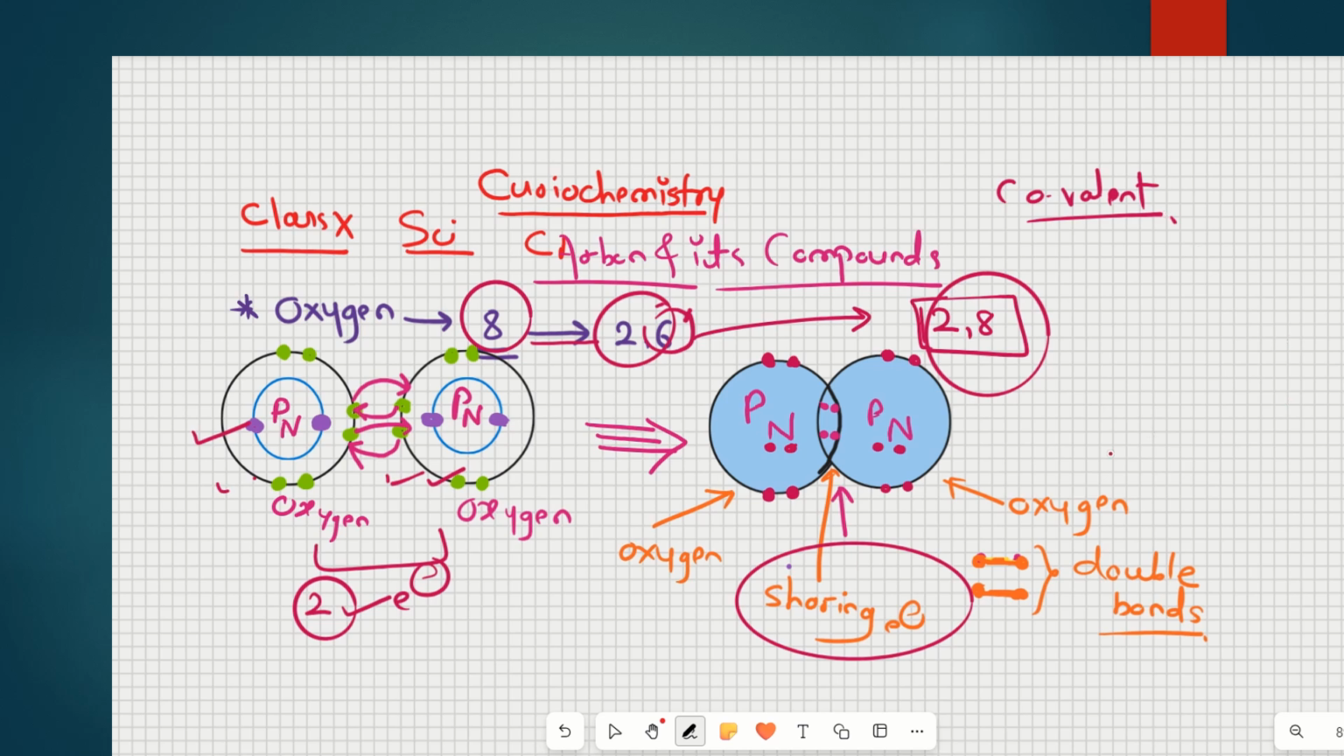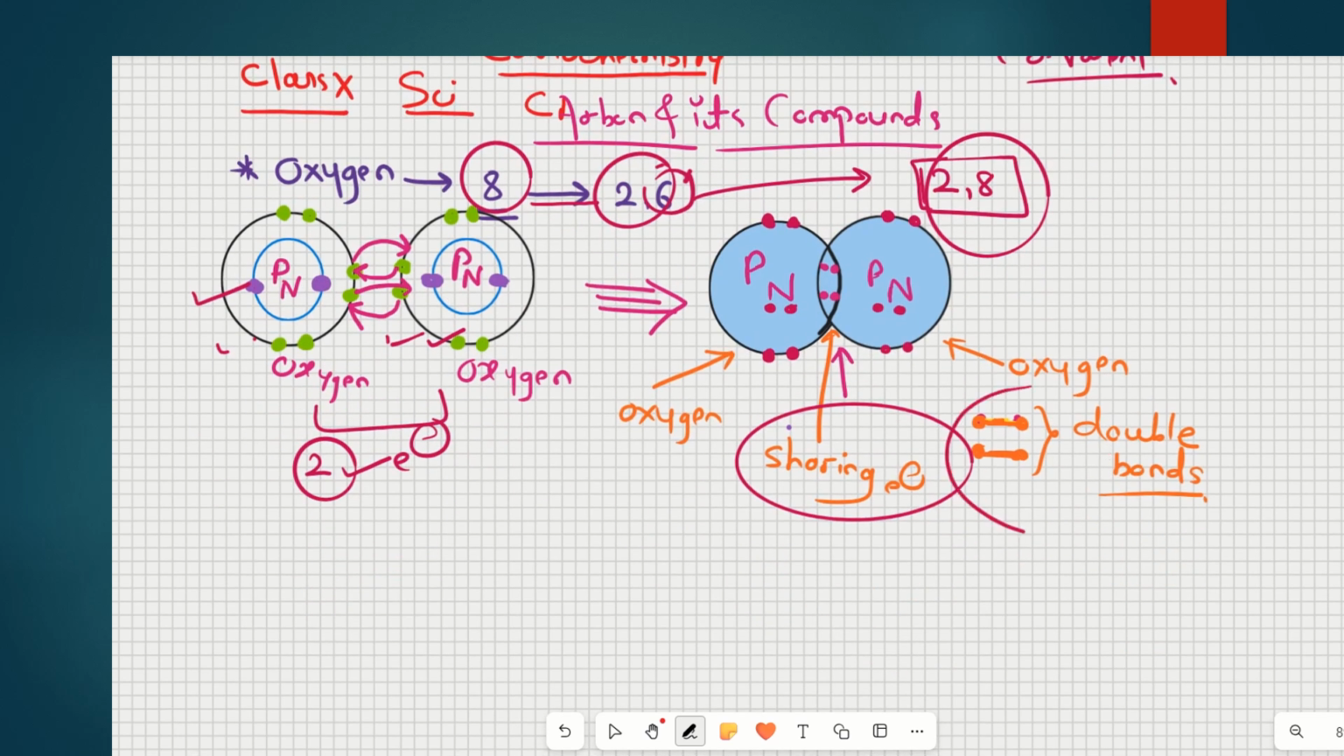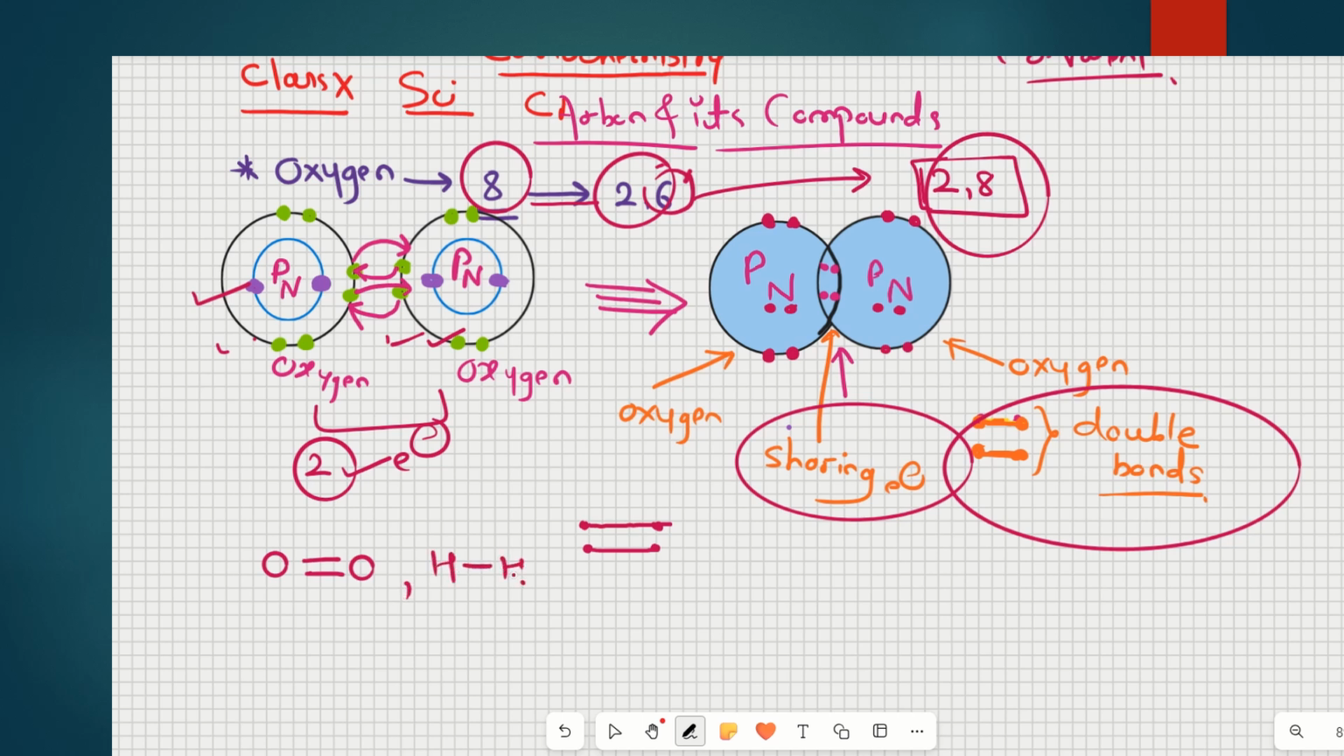Here you can also see how we can understand the single bond and the double bond. When one electron and another electron combine, they form one single bond. But here we have two shared electrons, so it shows a double bond. That's why we write oxygen with a double bond like this, and for hydrogen we write a single bond like this.